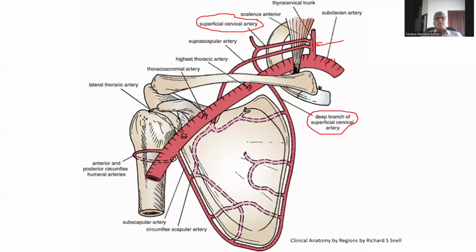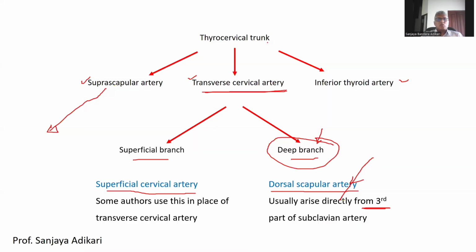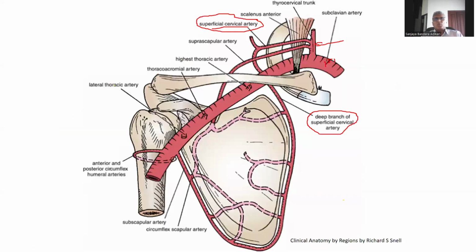Thyrocervical trunk gives transverse cervical artery. This one, he calls it superficial cervical artery. So here, this one, superficial cervical artery in place of transverse cervical artery. So if you know that, it's fine, nobody will question you on this in the exam, but when you study, you get this confusion. Okay, which artery should I call it?